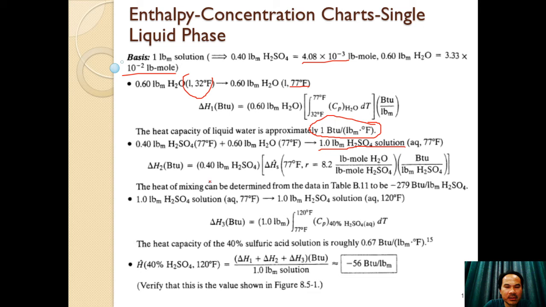Delta S2 in BTU equals 0.4 pound mass of sulfuric acid multiplied by delta S of sulfuric acid aqueous solution at 77 Fahrenheit, with n equal to 8.2 pound mole water per pound mole HCl. That's right. It is the unit of delta S2, BTU per pound mass of sulfuric acid.